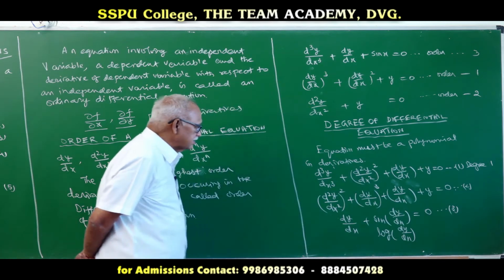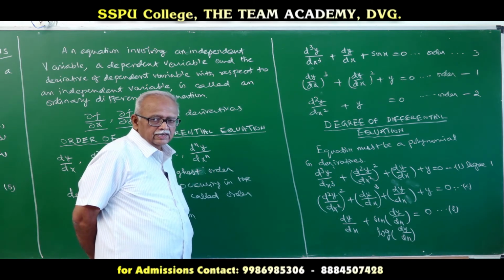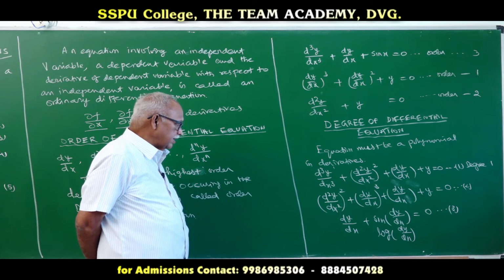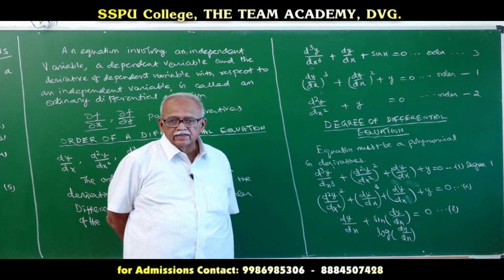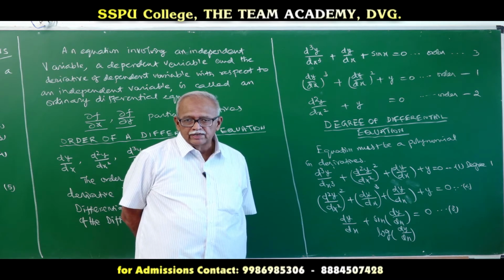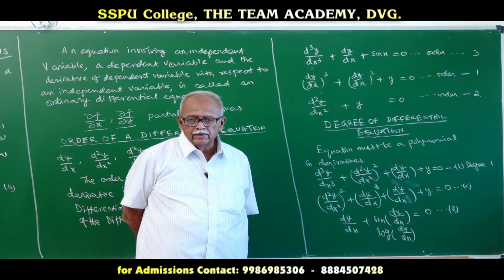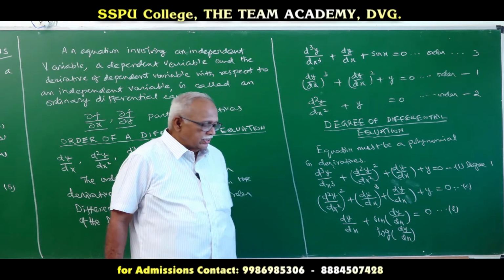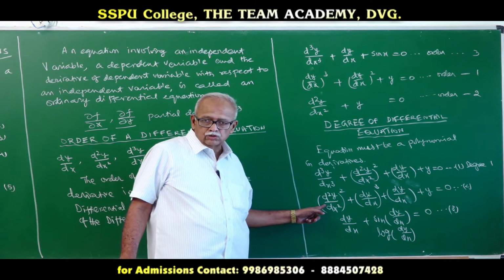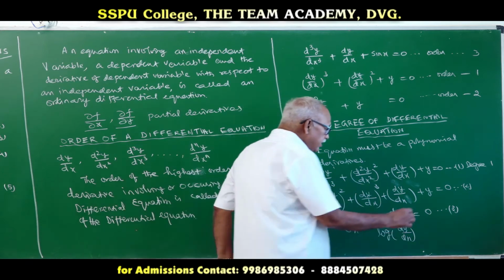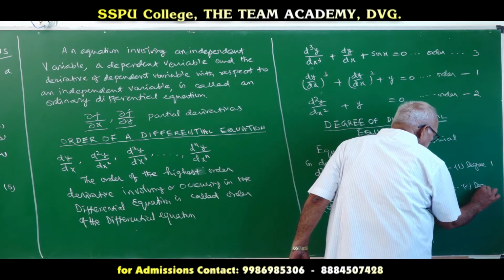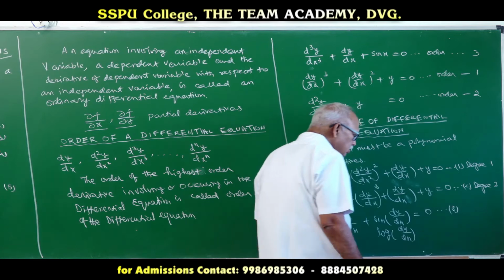In the second equation, what is the highest order derivative? We have d square y by dx square, dy by dx whole cube, plus dy by dx. So d square y by dx square is the highest order derivative. What is the degree of the differential equation? It is the power of the highest order derivative. Here the highest order is 2, and the power of the highest order derivative is also 2. Therefore, the degree of the differential equation is 2.